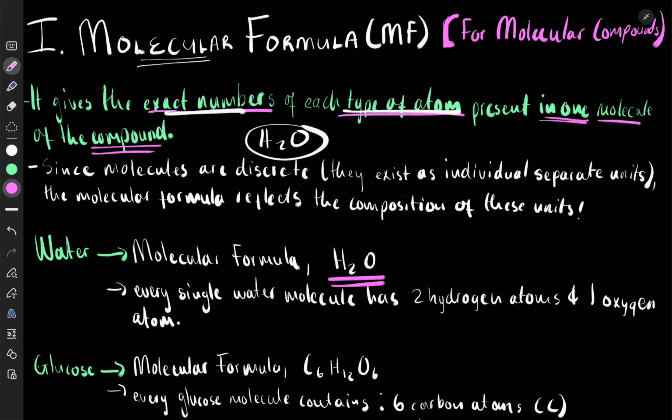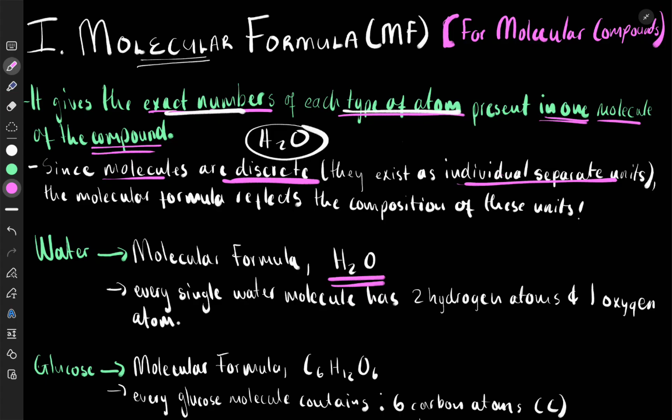Now, why can we do that? It's because molecules are separate. They are discrete things. They exist as individual separate units. So we can take one molecule and treat it alone. We don't have to combine them together and try to count how many hydrogens they have together. No, we don't have to do that because each molecule stands alone. So we can take one molecule, look into it, and we'll know each water molecule has 2 hydrogens and 1 oxygen.